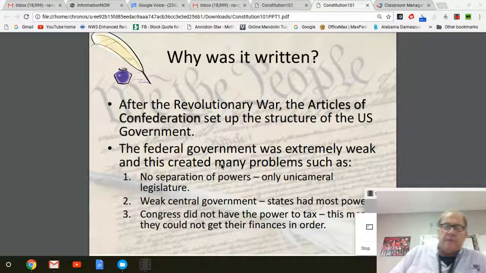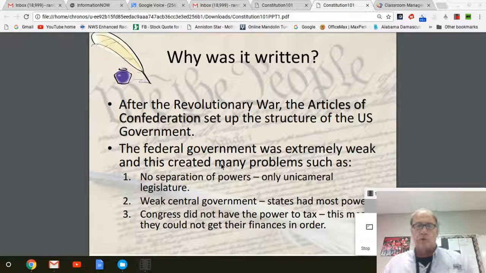Why was it written? After the Revolutionary War, the Articles of Confederation set up the structure of the U.S. government. The federal government was extremely weak, and this created many problems, such as no separation of powers, only unicameral legislature. There was not a bicameral legislature. A very weak central government where the states held more power than the central government. Congress did not have the power to tax. This meant that we had to borrow money from other nations, which no one wanted to loan us money because they had no way of raising the money, and we had to borrow money from the states. Congress was at the mercy of the states.